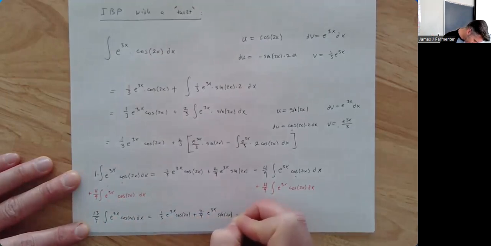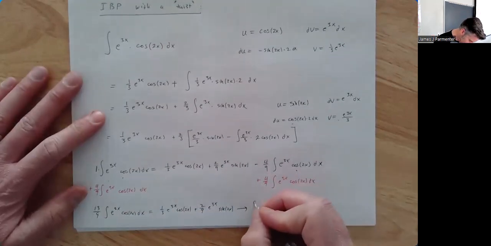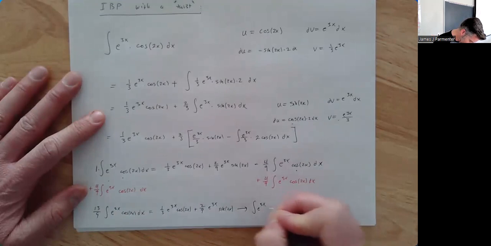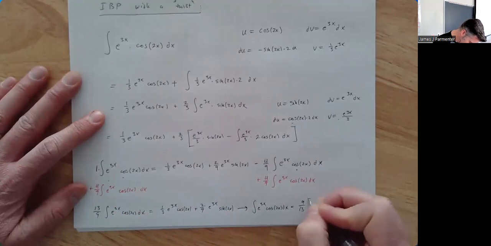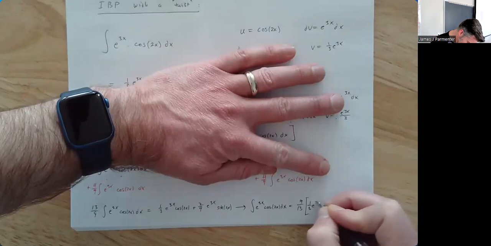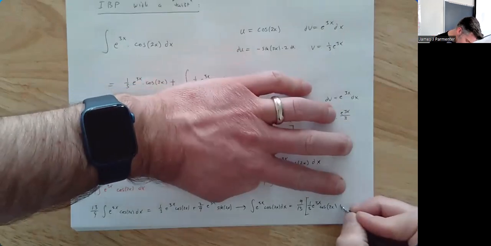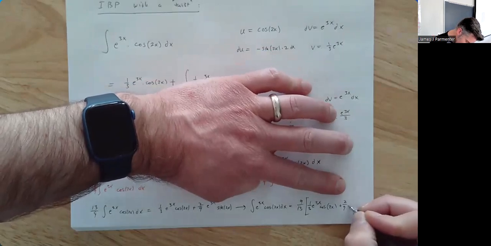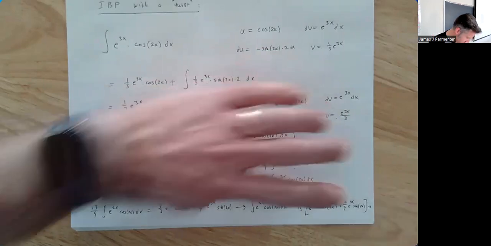And then finally, multiplying both sides by 9/13, we get that the integral of e to the 3x cosine of 2x dx is equal to 9/13 times, I can fit this in, I promise, 1/3 e to the 3x cosine of 2x plus 2/9 e to the 3x sine of 2x plus c. I should have factored out e to the 3x.